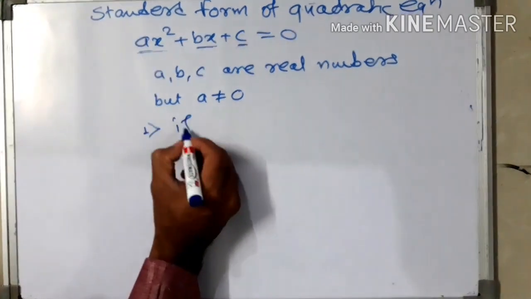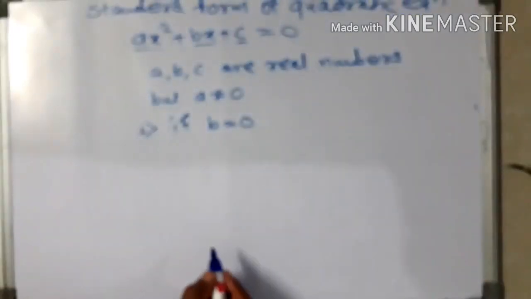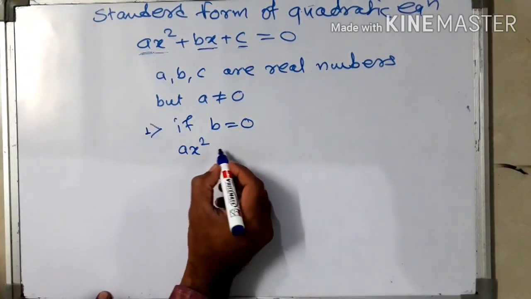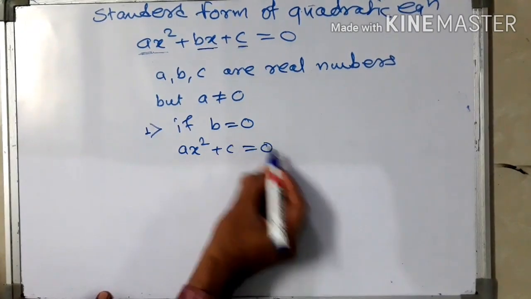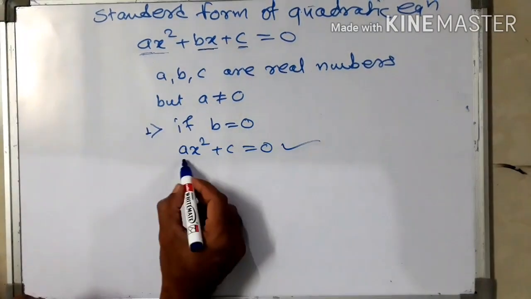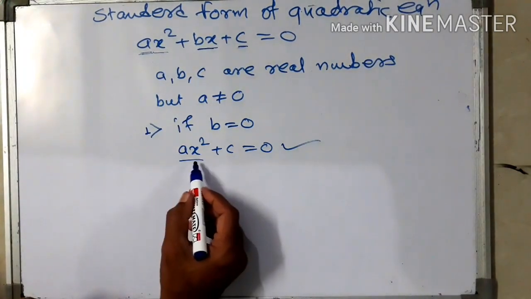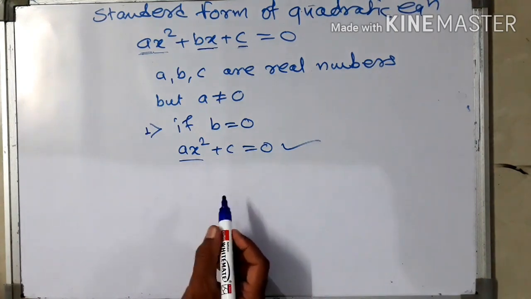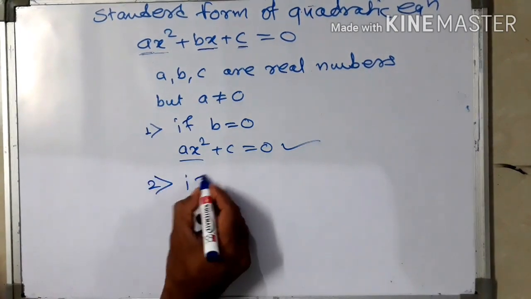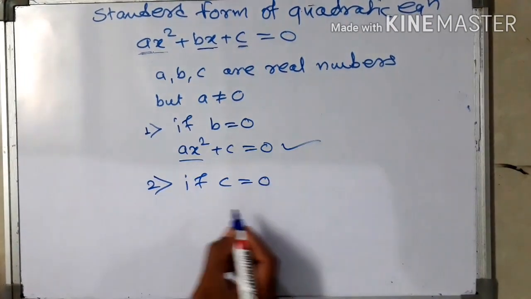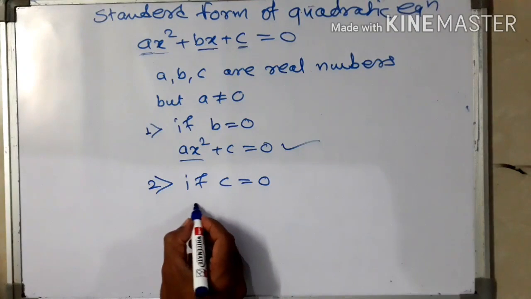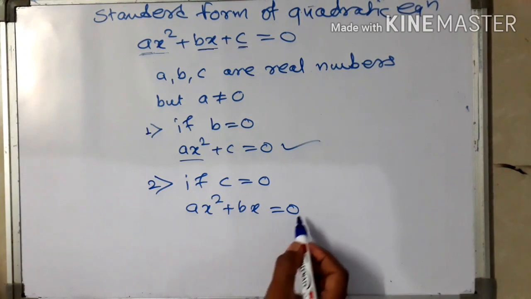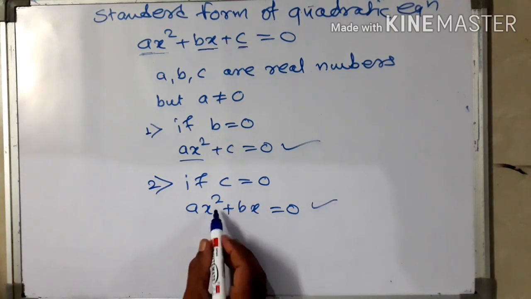If b equals 0, then that equation is modified as ax square plus c equals 0. This is a quadratic equation because there is a quadratic term and the highest power or degree of that equation is 2, so it is a quadratic equation. Second, if the value of c equals 0, then that equation is modified as ax square plus bx equals 0. This is also a quadratic equation because the degree of that equation is 2.